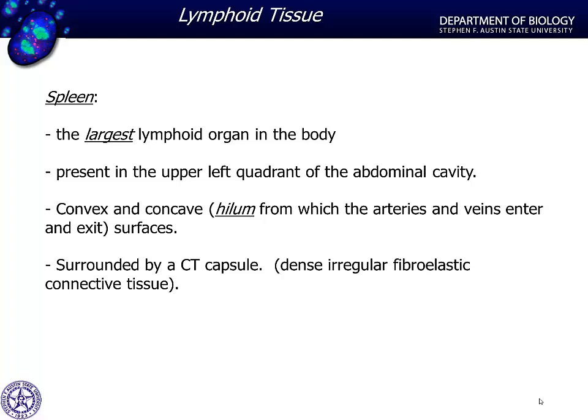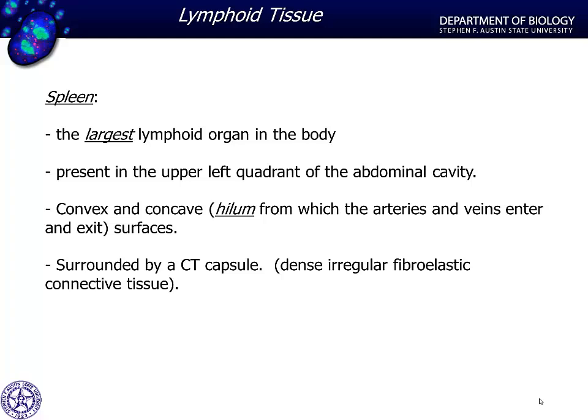When you look at the spleen, it's going to have a convex and concave surface, and the concave area is going to be the hilum. And this is where arteries and veins enter and exit. And this is not untypical of what we find with many of our organs, in which arteries and veins are going to leave. Certainly in the lymph nodules, we have that. The adrenal gland, we have that. The kidneys, we have that. So it's no different here.